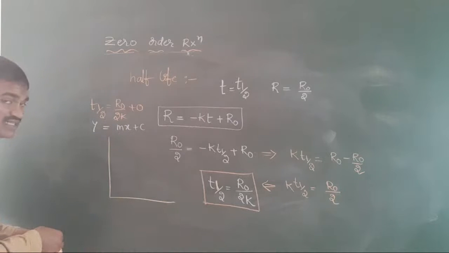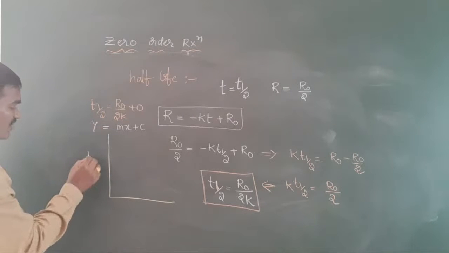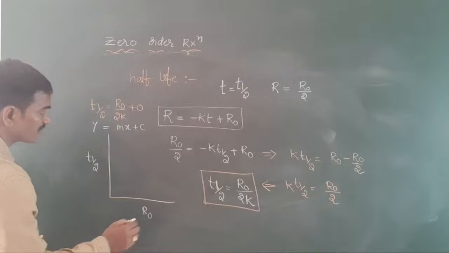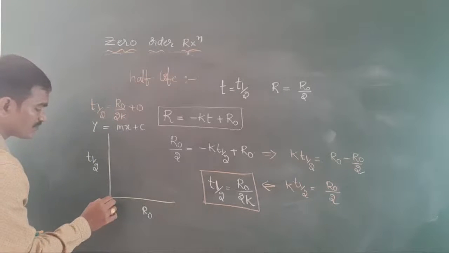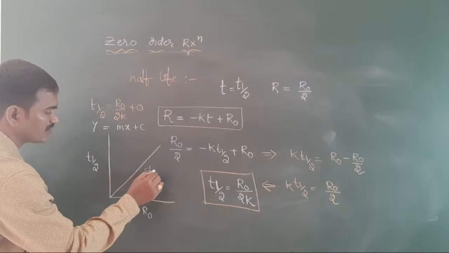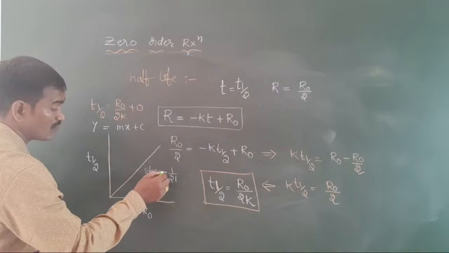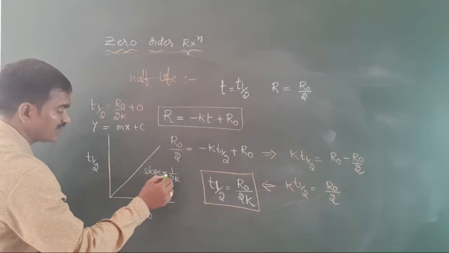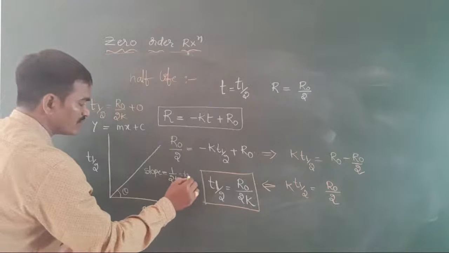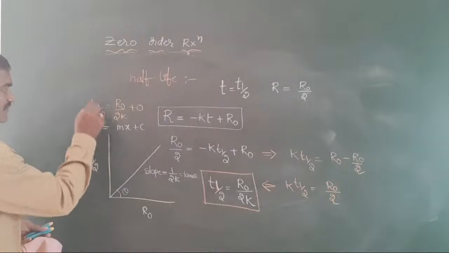If you plot the graph like this, can you see this? On the y-axis you take T half, on the x-axis R naught. So this graph comes like this. Have you got it? Here the slope is equal to minus 2k, not minus 2k, 1 by 2k. So this is the theta value. Okay, so this is a graph. This is the fourth graph, very important.